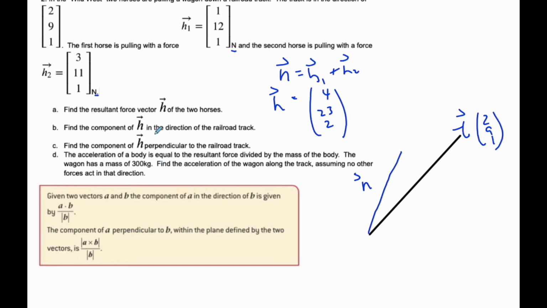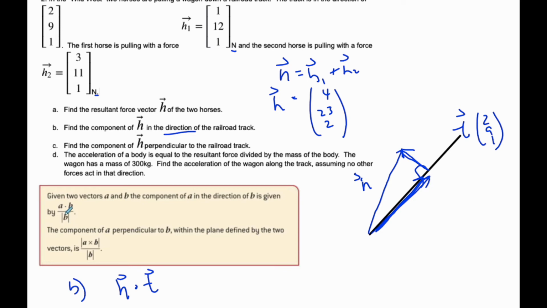If I want to go in the direction of the railroad track, that means if I take this particular vector H and break it up into its components, I know that this much of H goes in the direction of the railroad track, and this much here will be perpendicular to the track. So I am looking for this vector here, and that is what this formula will tell us, in the direction of T. And in order to find that, I'm going to do the dot product of H dot T.